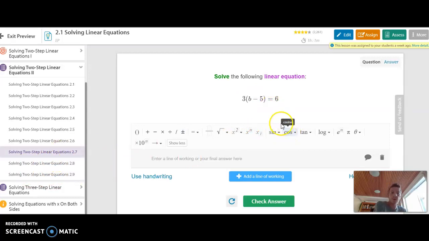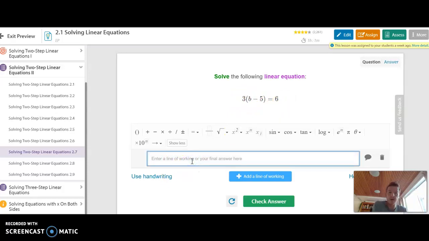Here we go. So here's one that needs to be expanded first. So I've got 3 and then in brackets b minus 5 equals 6. So my first step is to get rid of those brackets. So I'm going to go 3 times b is 3b, and then 3 times negative 5 is minus 15 equals 6. And so this is now my equation I want to be solving.